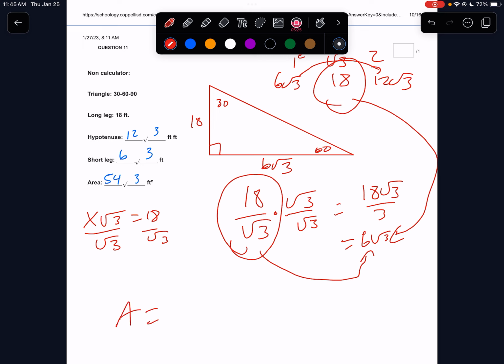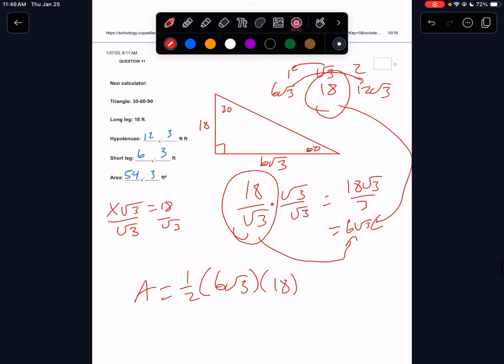So the area would be 1/2 times the base, 6 root 3, times the height, 18. And that would be half of 18 is 9. 9 times 6 is 54 root 3. Could you use one of our alternate formulas? You could if you know how to execute that.